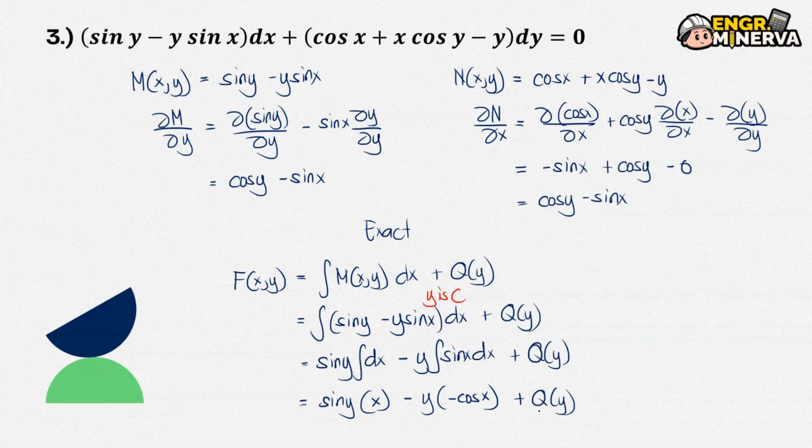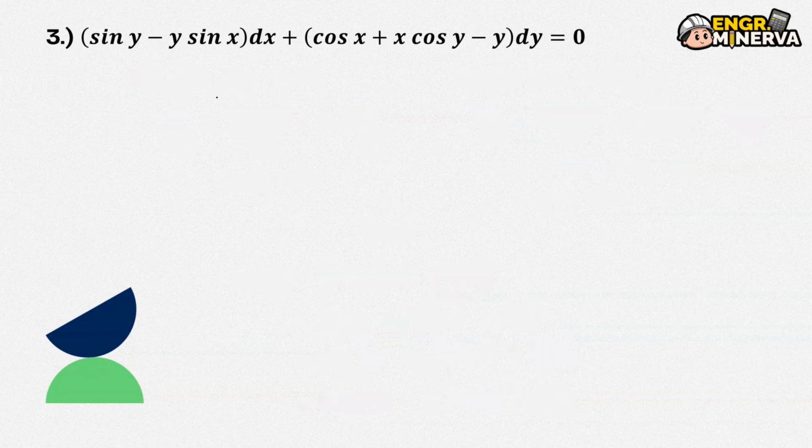So our answer for f of x from M would be x sine y plus y cosine x plus q of y.